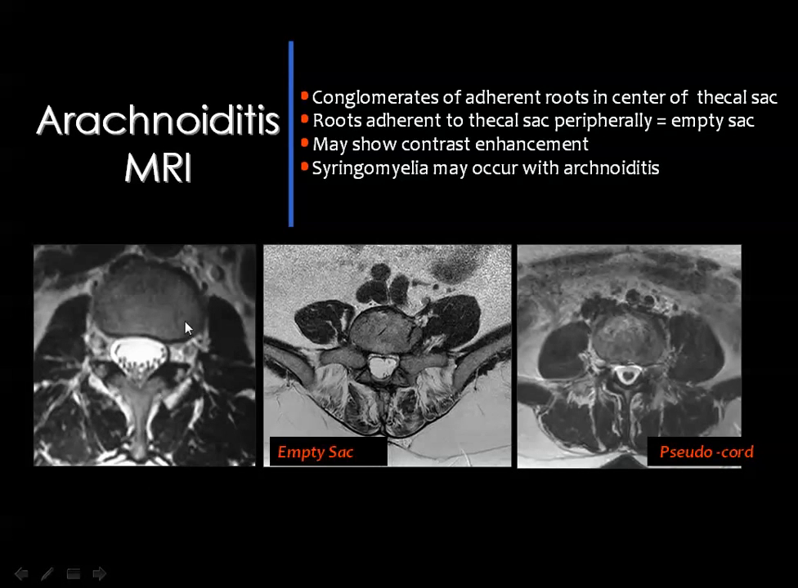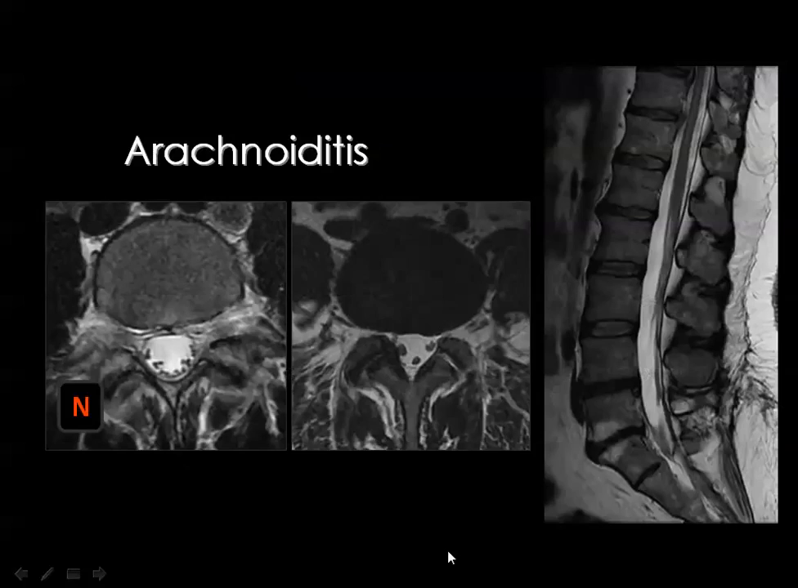Then normally you can see the cauda equina nerve roots like this. But if the cauda equina nerve roots are adherent to the inner wall of the thecal sac, you get what's known as empty thecal sac sign. If they are adherent together at the center of the thecal sac, you get the sign which is known as the pseudocord sign, since there is no spinal cord in the lumbar region at that level, for example.